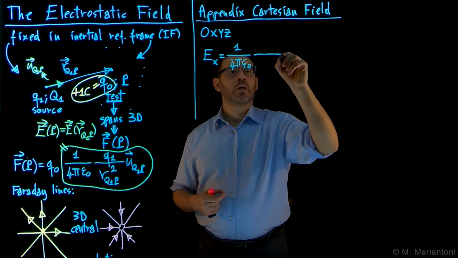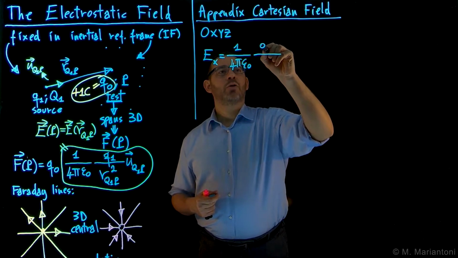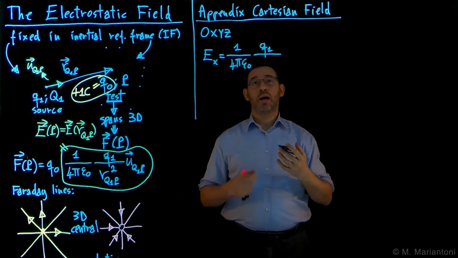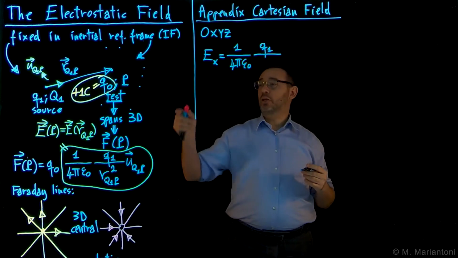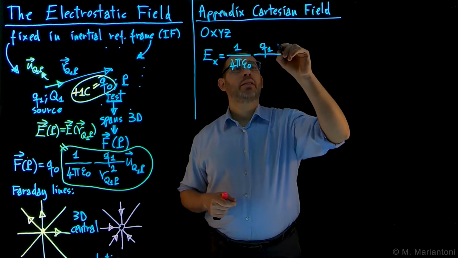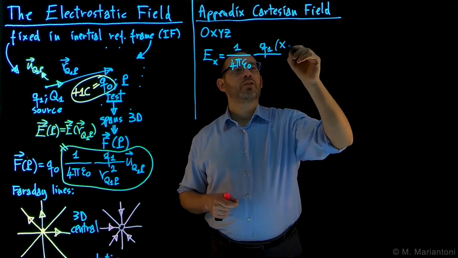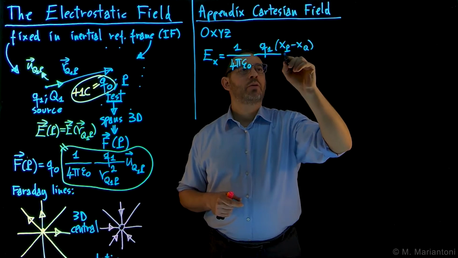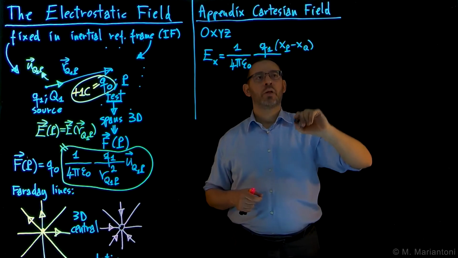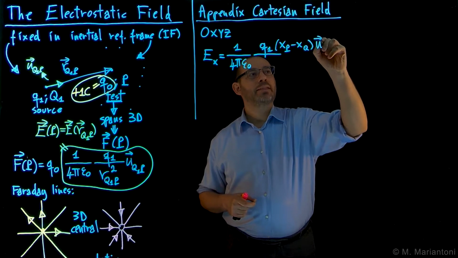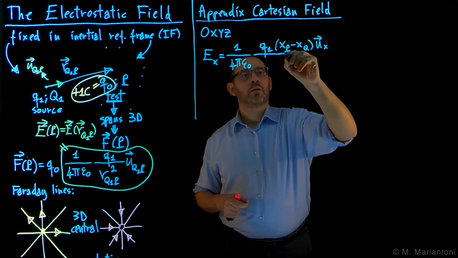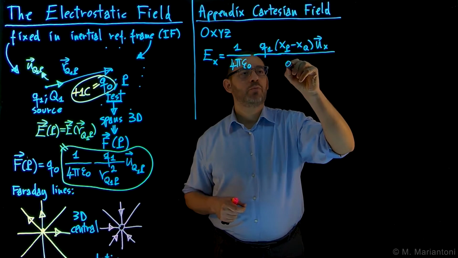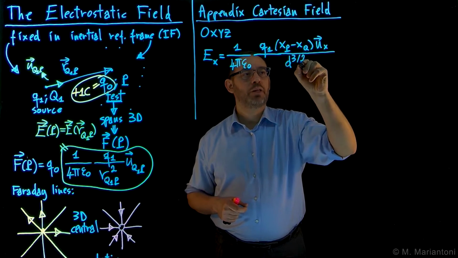times, in the numerator we have Q1, our source charge. We need to have a direction, so you need to be able to write, see the appendix, the unit vector along the x-axis, which is going to be, in this case, x, the x-coordinate of point capital P, minus the x-coordinate of point capital Q, the source charge. This goes along the x-axis. And this quantity has to be divided by something which I call d to the power 3/2, the usual 3/2.